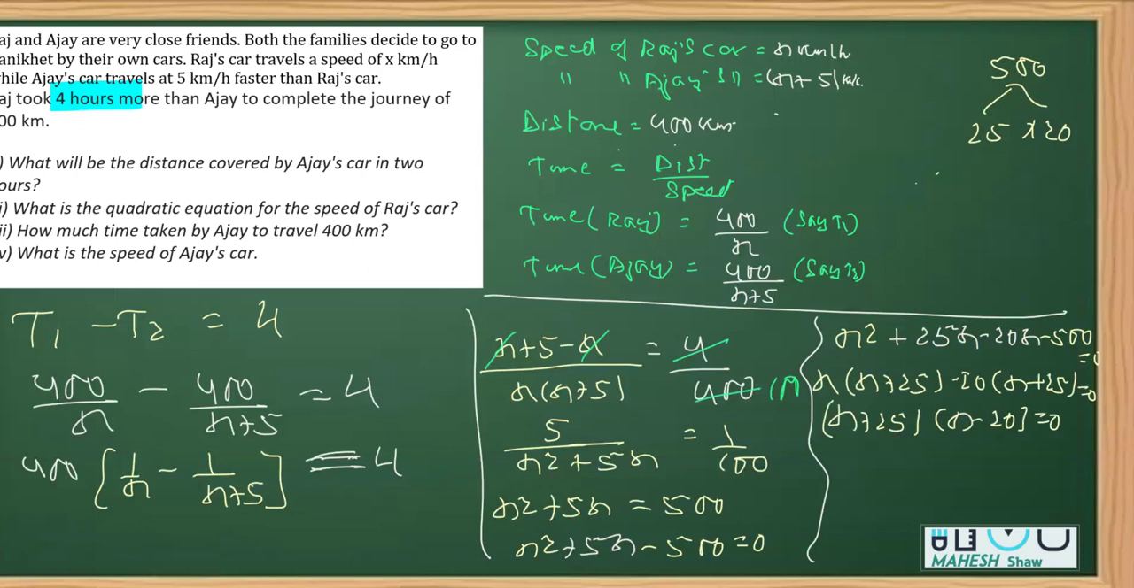Equating this with 0, I'll get x is equal to minus 25. That's not possible, the speed cannot be negative. Equating this with 0, I'll get x is equal to 20. So we got the value of x as 20 here. Now let's figure out what we have to do in this question.